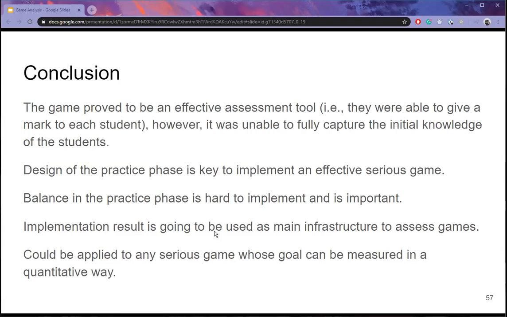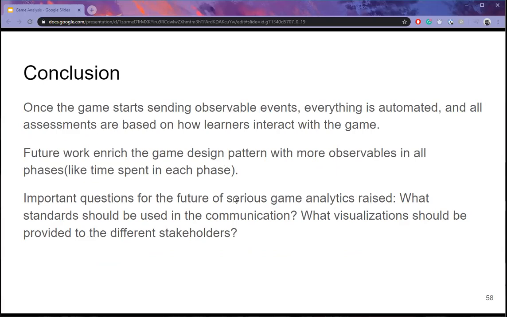Next one. Once the game starts sending observable events, everything is automated and all assessments are made on how learners interact with the game, which is a good aspect. And as future work, they want to enrich their game design pattern with more observables in all phases, like time spent in each phase. And some important questions for the future of serious game analytics were raised, like what standards should be used in the communication and what visualization should be provided to differentiate stakeholders. And that's it.